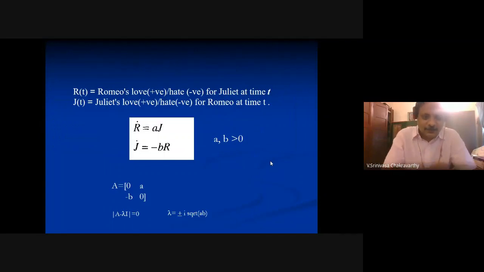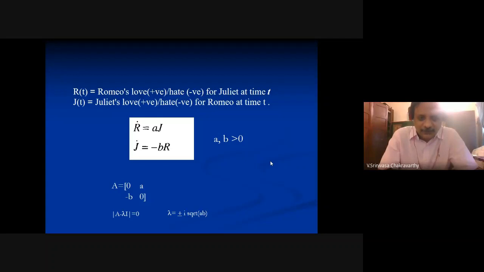Right. So the answer is like this. Let R and J represent the emotional state of Romeo and Juliet, respectively. Positive means love and negative means hate, something like that. All right. Since R depends very simply on J, that is, if J is positive, R increases, and if J is negative, R decreases, therefore R dynamics can be represented as R dot is equal to aJ, where a is positive. Since Juliet has opposite behavior, dJ by dt is equal to minus bR, where b is also positive. So this is a very simple description of the dynamics.